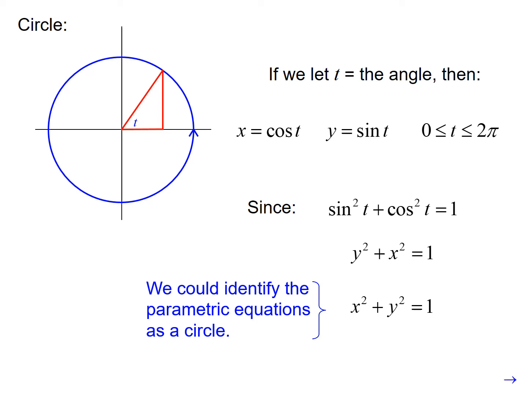So what we've done here is, again, what we call eliminating the parameter. We took the parametric equations, x equals cosine, y equals sine, and we got rid of the t. So we turned that into x squared plus y squared equals 1. That's a more familiar equation we're used to seeing. But again, this is not something that can always be done. It can only be done for certain sets of parametric equations.